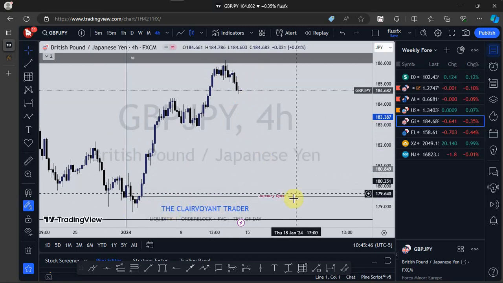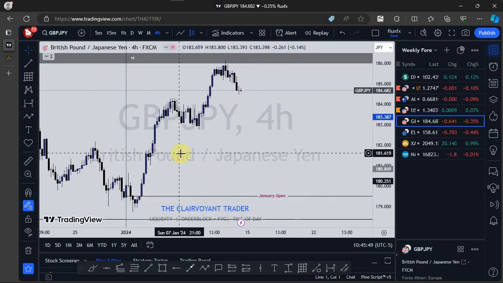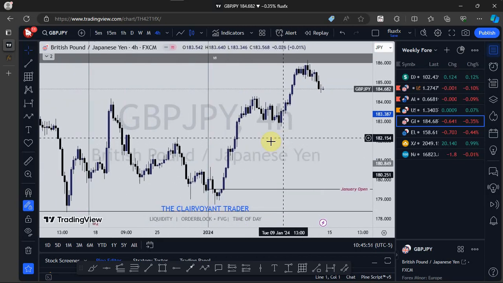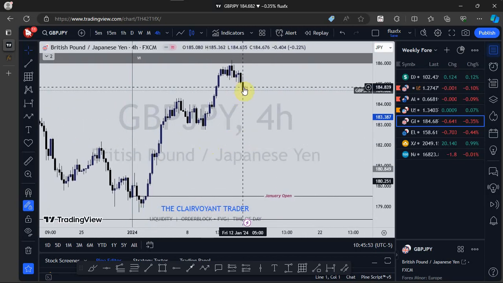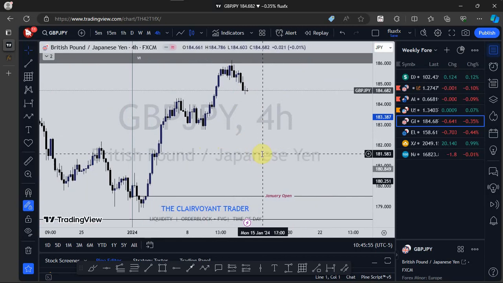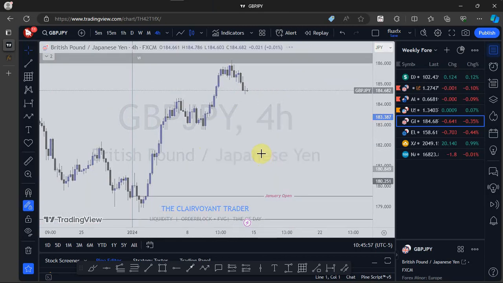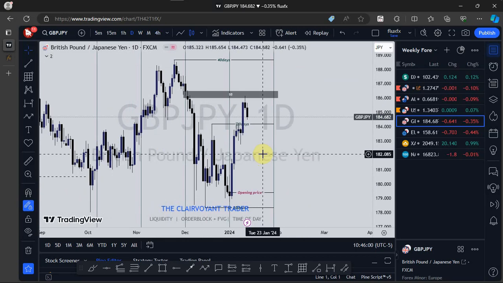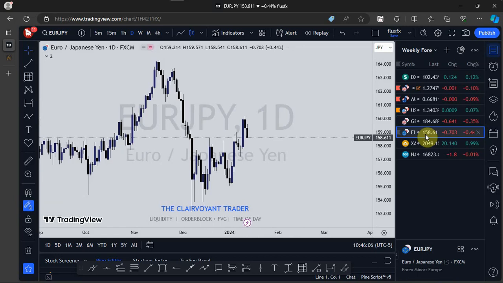We are above January's opening price. That is a premium for us. So I'll be looking to see price pushing to the downside as far as next week is concerned. So that is it for GBPJPY. Let's see what is happening on EURJPY. GBPJPY, EURJPY, same plan.